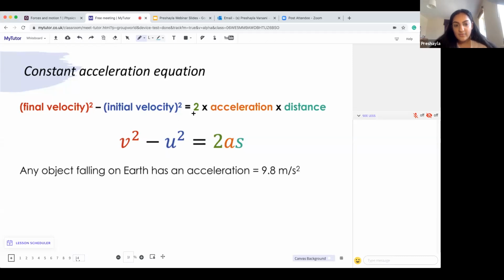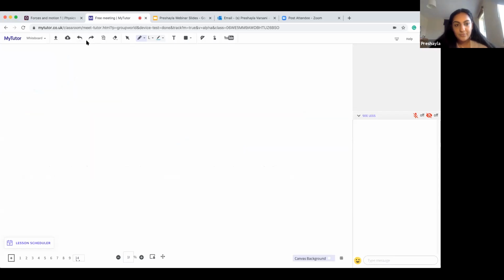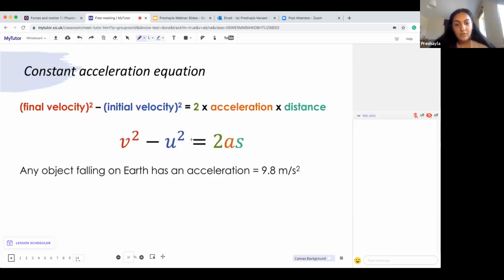The bit in green is just a factor of 2. The bit in orange is acceleration, which we have as our A. And the bit in green is distance, represented by an S. So be careful. The S means displacement. This S is not speed, it means displacement or distance. Okay, so the final equation then is V squared, final velocity squared, minus initial velocity squared, U squared, equals 2 times A times S.